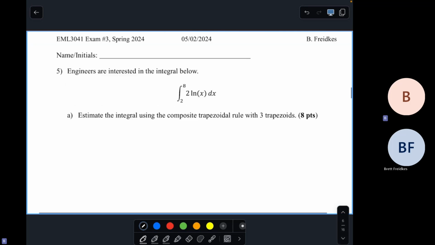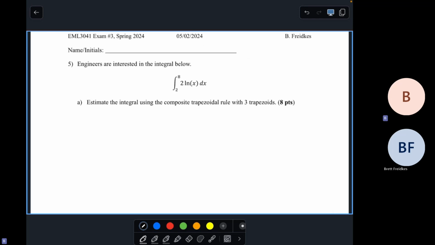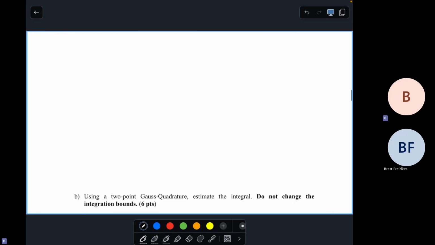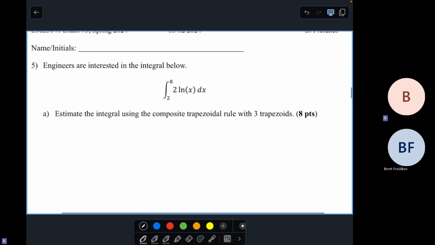Okay, moving on to integration. Engineers are interested in the integral below. Estimate the integral using the composite trapezoidal rule with 3 trapezoids. So go ahead and try this. I'm going to give you a few minutes to do this.